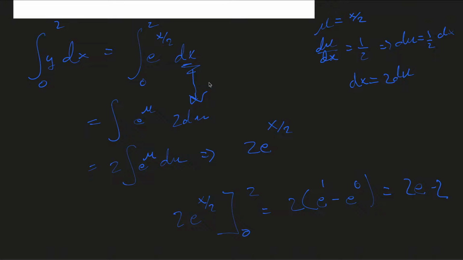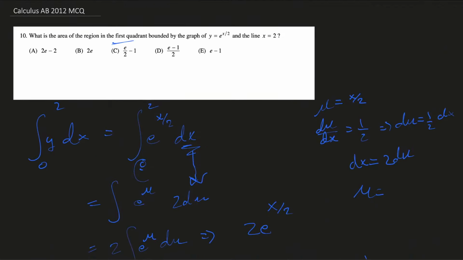Again, if you're actually on the FRQs, do not do what I did here, right? I omitted the u's and I just kind of set them equal to each other. This is not equal, this is not proper. If you were doing it properly, you would solve for u, which is x over 2, so you would have 0 here and 1 here. But I just didn't worry about that because this is just an MCQ. So the answer here regardless is 2e minus 2, which is A.